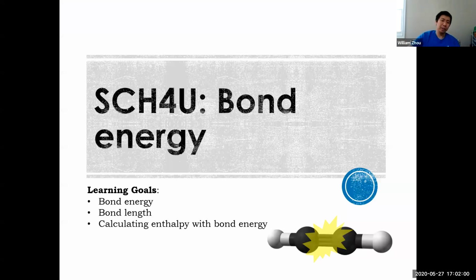All right, so the lesson for today is bond energy, and this is the third lesson in Unit 3. We're going to talk about bond energy in various compounds as well as bond length, and how we can use bond energy to calculate enthalpy. And we learned enthalpy yesterday.